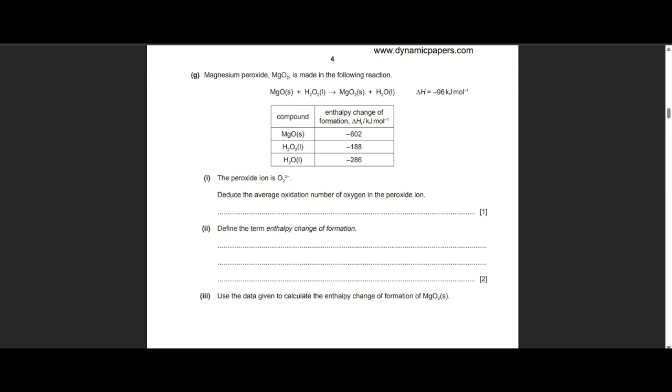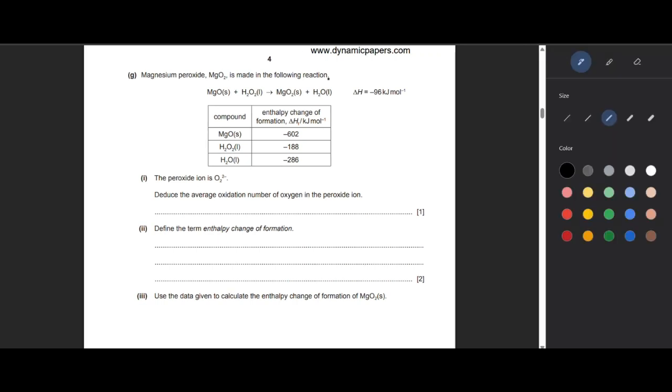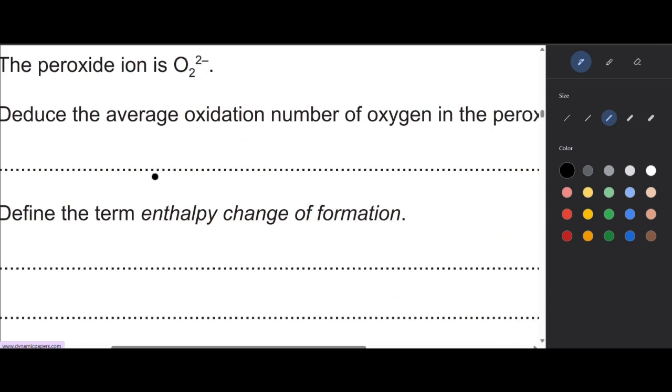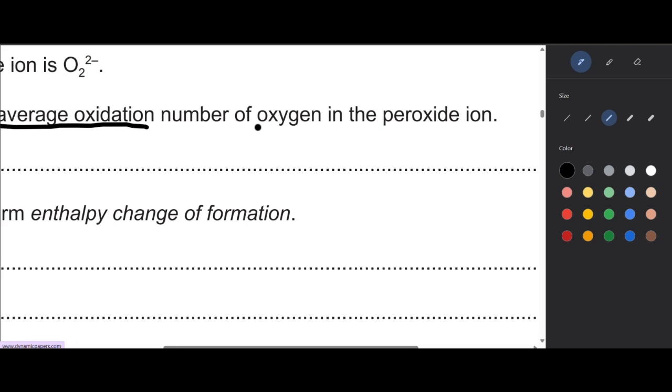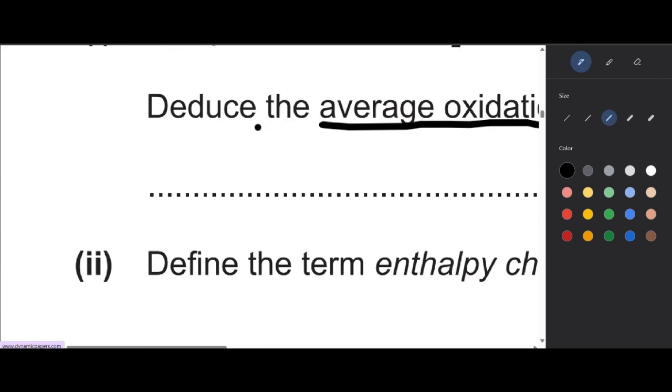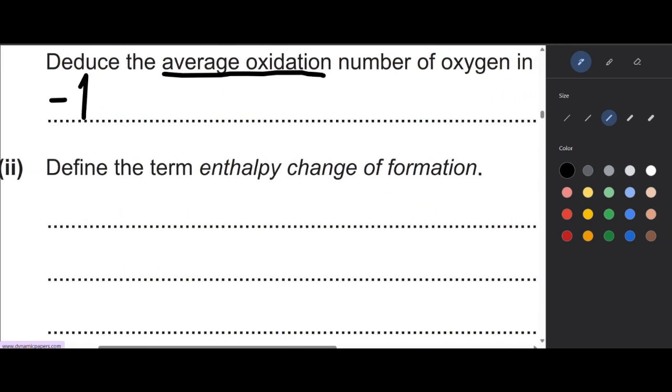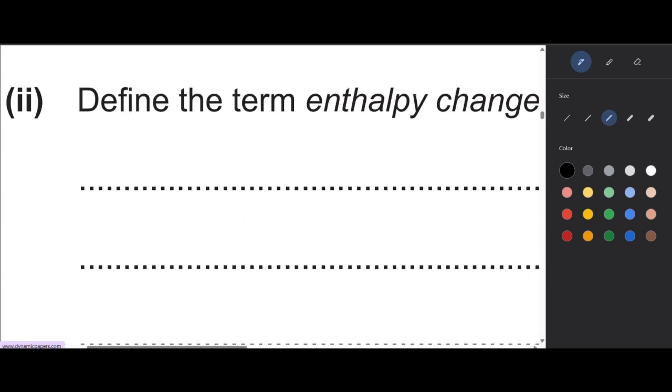Magnesium peroxide MgO2 is made in the following reaction. This is the equation, and it's also given that delta H is equal to minus 96 kilojoule per mole. And then the first question: the peroxide ion is O2 2 minus. Deduce the average oxidation number of oxygen in the peroxide ion. The average oxidation number is minus 1. The next question, define the term enthalpy change of formation.